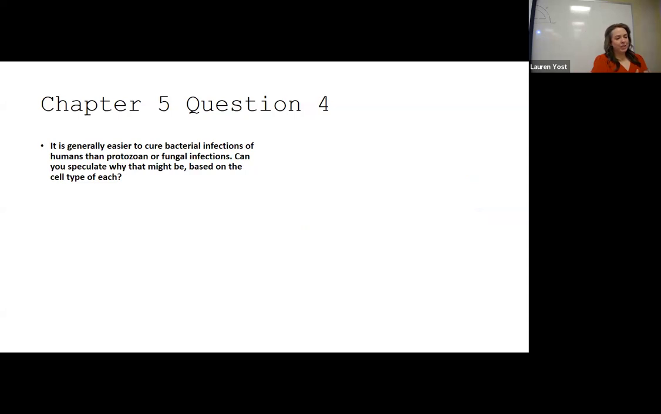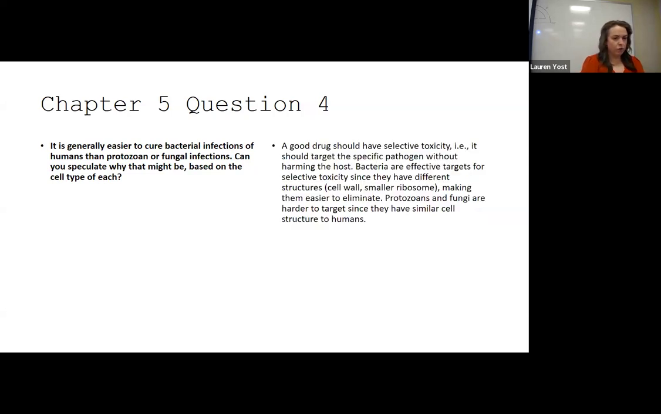Is it generally easier to cure bacterial infections in humans than protozoa? It is, sorry, that's not meant to be a question. It is generally easier to cure bacteria than protozoa or fungi. Can you speculate why that might be, based on the cell type of each?